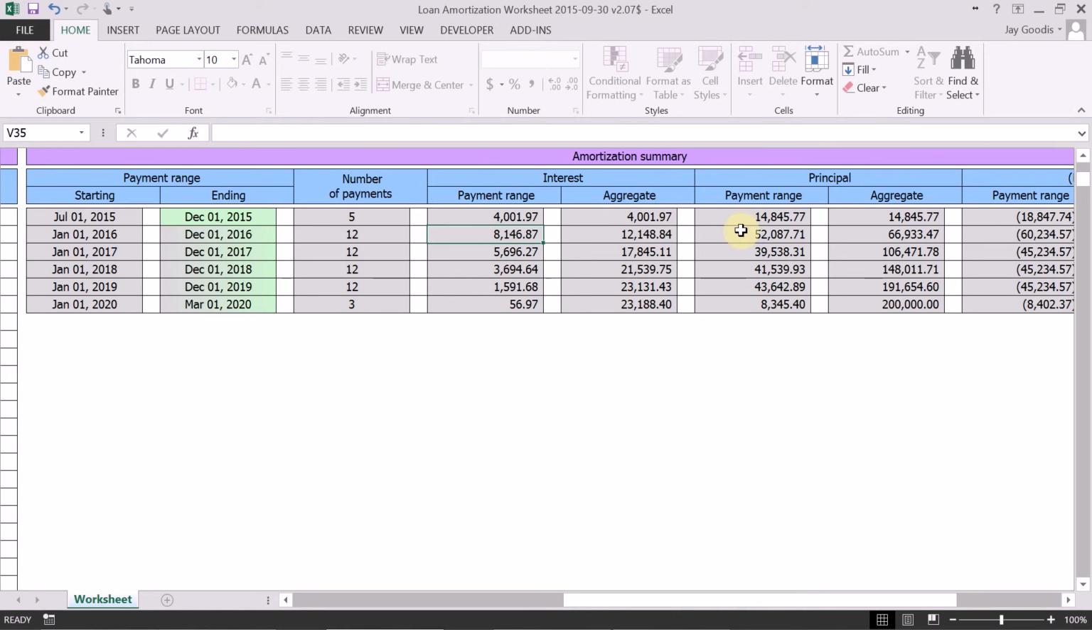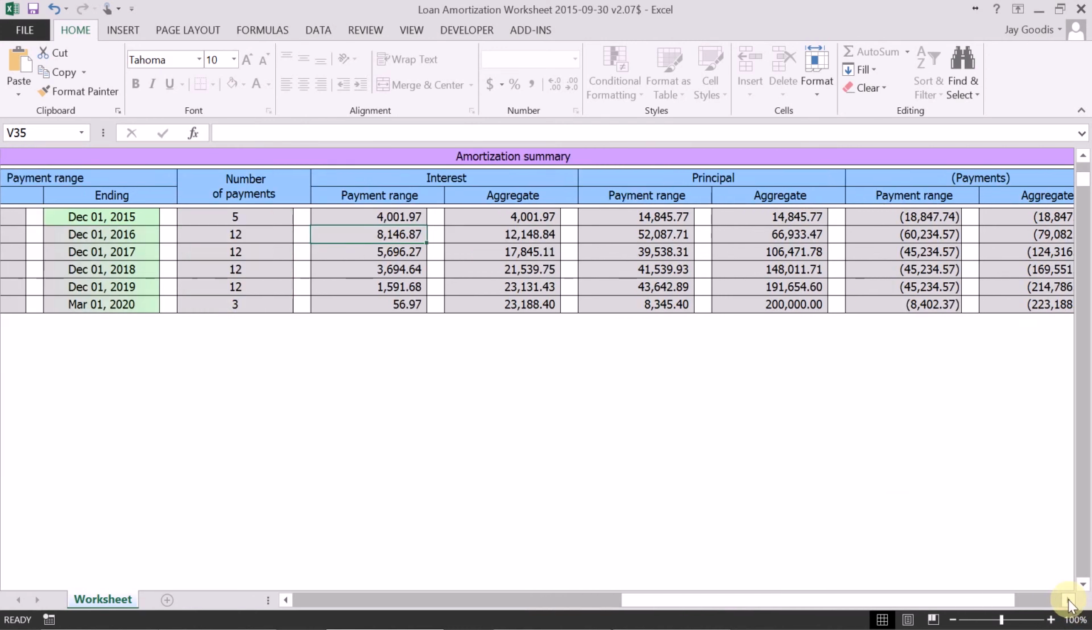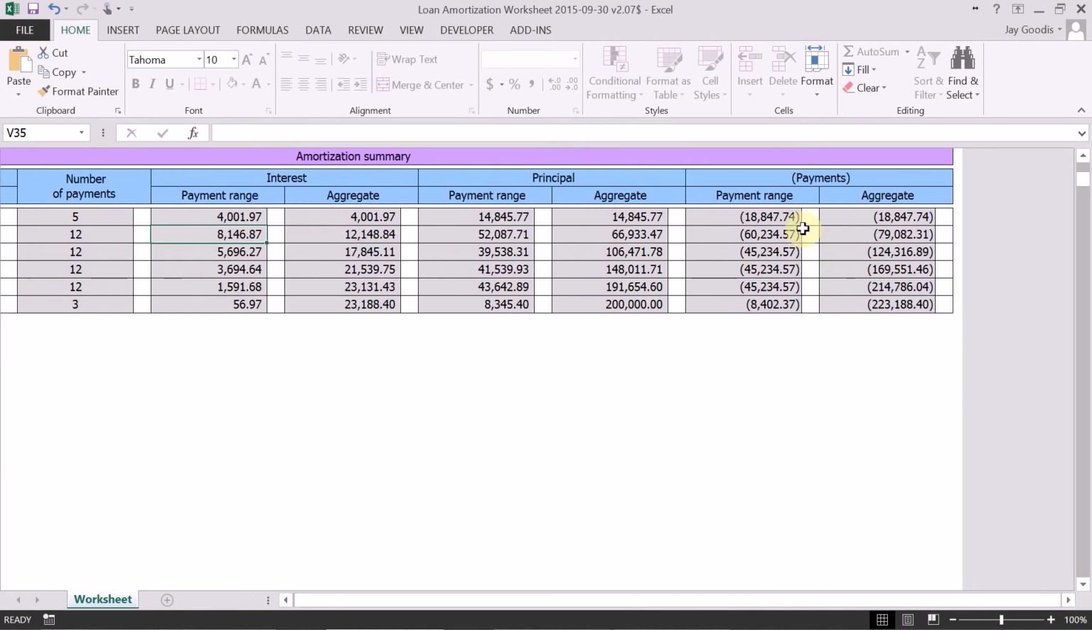Same idea with the principal. We see the principal paid in the first year along with the aggregate. And further off to the right, we also see the total payments for the first year and the aggregate, again, all the way down.